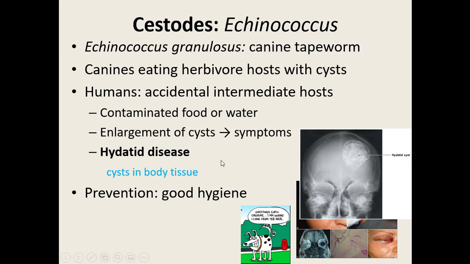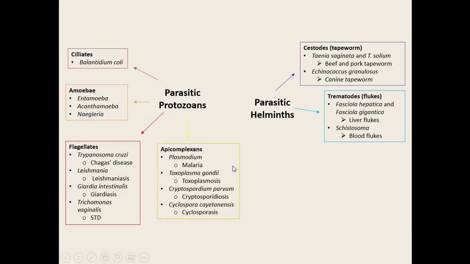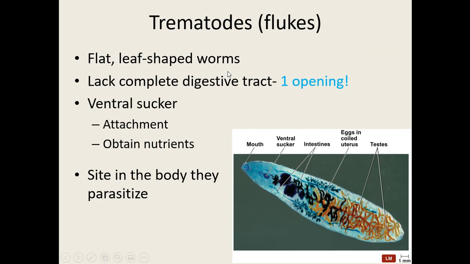Now on to our next group of parasitic worms, the Trematodes or the flukes. Now, Trematodes or flukes, they're flat leaf-shaped worms. So they're flat, they're long, skinny, and they lack a digestive tract. They only have one opening, which means anything that goes in the mouth and into the intestines comes right back out the mouth. They're generally always going to have some type of attachment device near the top, like a little sucker or a kind of a suction cup, and they're going to use that to anchor themselves to various parts of the body so they can obtain their nutrients. It's going to be close to the mouth.